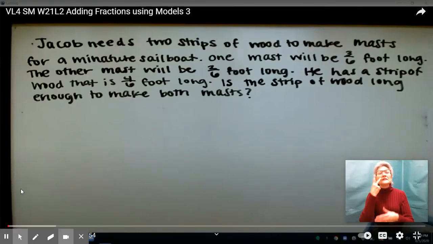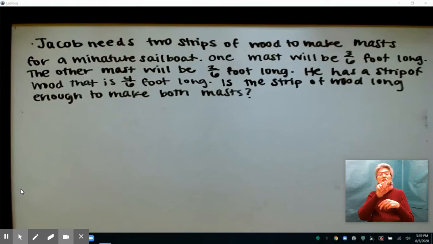Let's take a look at another problem. Jacob needs 2 strips of wood to make masts for a miniature sailboat. One mast will be 3/6 foot long. The other mast will be 2/6 foot long. He has a strip of wood that is 4/6 foot long. Is the strip of wood long enough to make both masts?